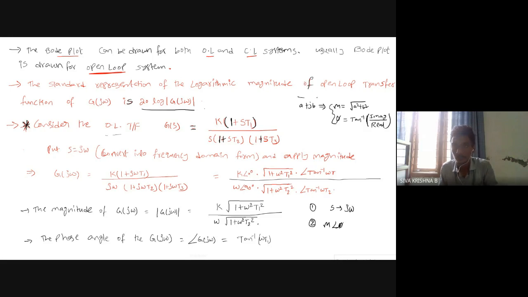Please note this mark. This is needed for you. M means magnitude, don't confuse. Phi means phase angle. So put S equals j omega, that means we are converting into the frequency domain form and applying magnitude and phase. You will get both magnitude and phase angle.